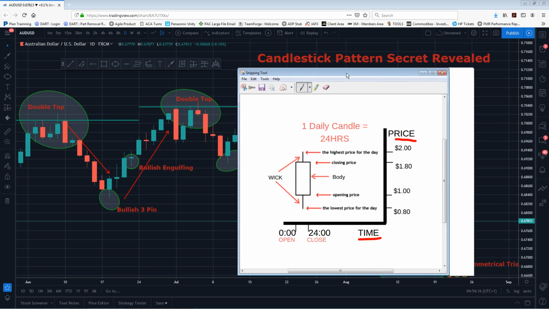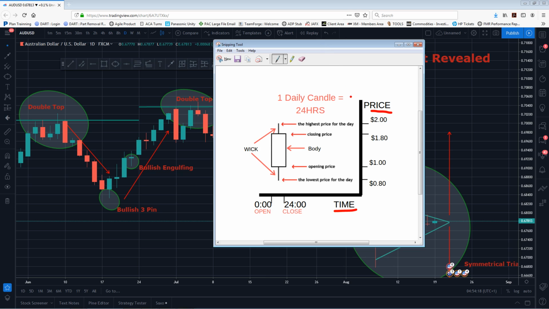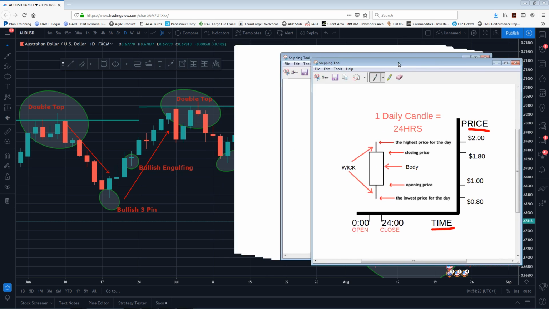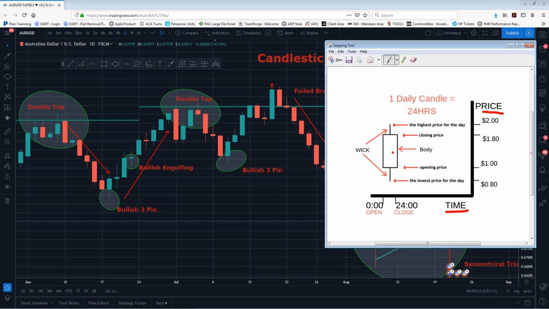So let me bring up that little note that I created. Again, this one candle right here represents each one of these candles, and it's one daily candle, which equals 24 hours. Because we're on the daily chart, let's quickly break down what forms a candlestick. So this is a daily candle, just like this candle right here. And here's the time. This column here is time.